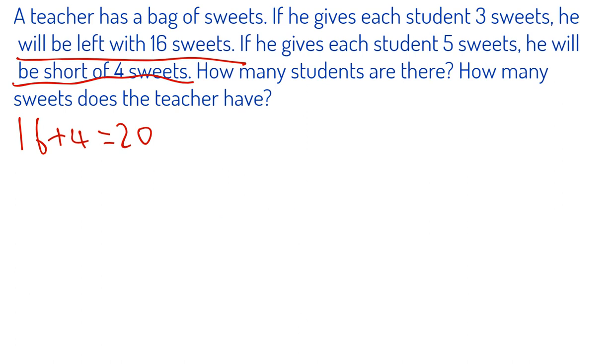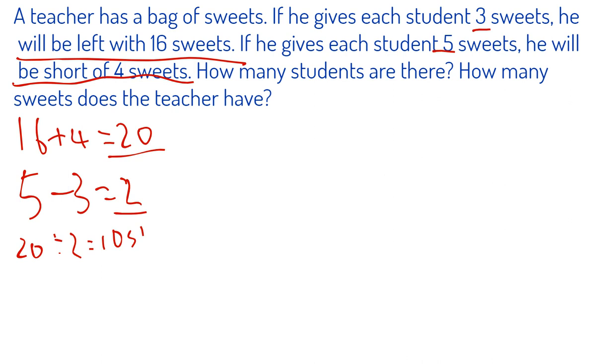Okay, so now what should we do? We should find the difference for each student in these two situations. So now we use 5 minus 3, we get 2. So the difference for each student is 2 for these two situations. So now we can get how many students there are. We use the total difference and divide it by the difference for each student. We get the number of students. 20 divided by 2 equals 10 students.